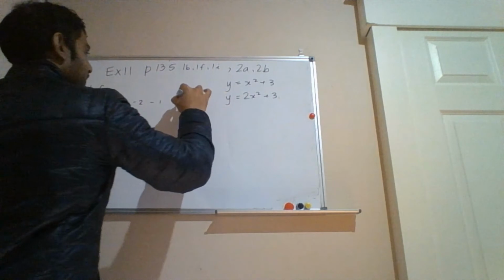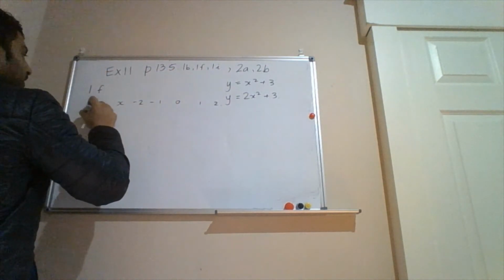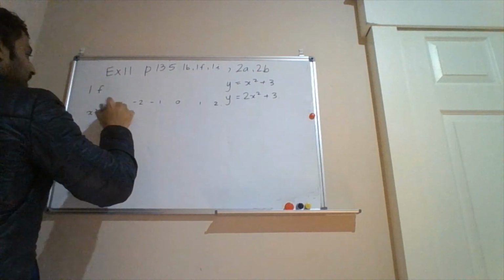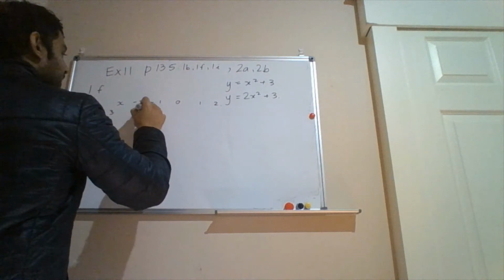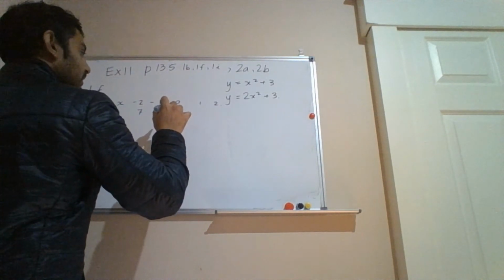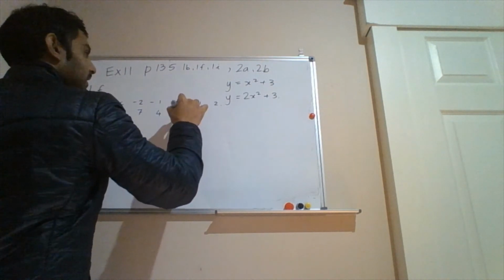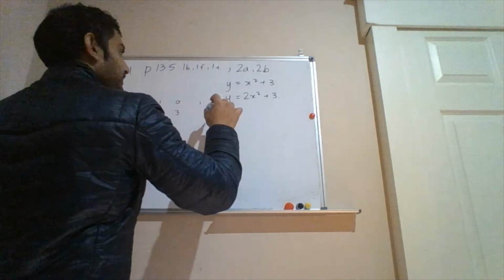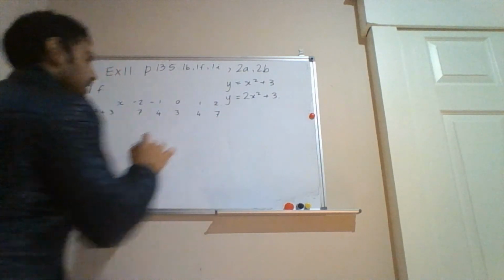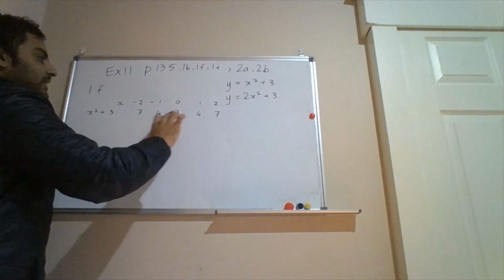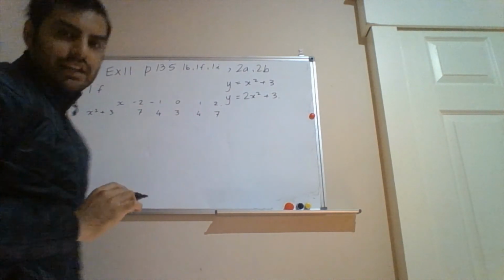-2, -1, 0, 1, 2. And then for the first graph, x squared plus 3, we have 2 squared, which is 4, plus 3 is 7. And then -1 is 4, 0 is 3, 1 is 4, and 2 is 7. So notice these points are mirrored, and they're mirrored about the y-axis.